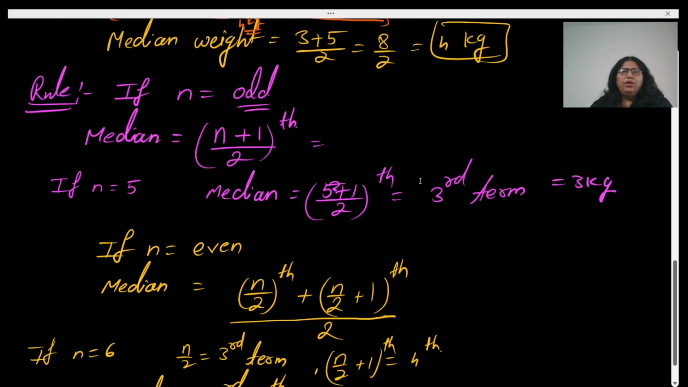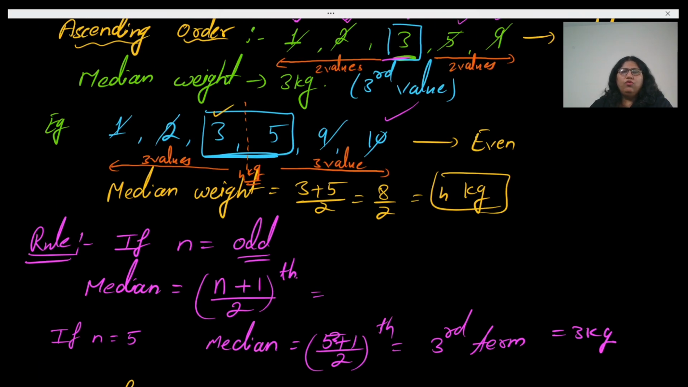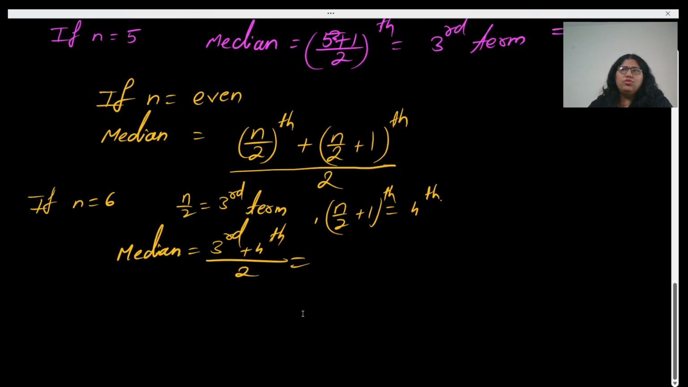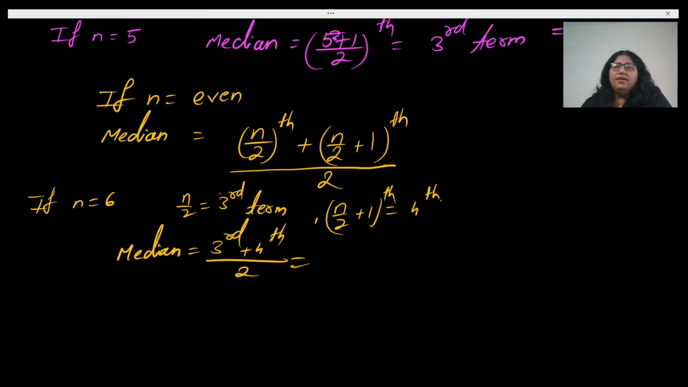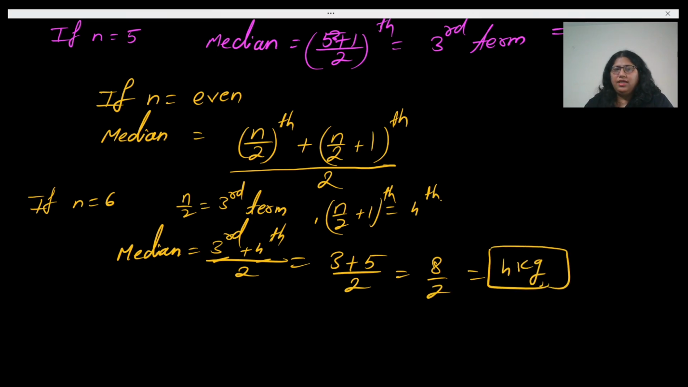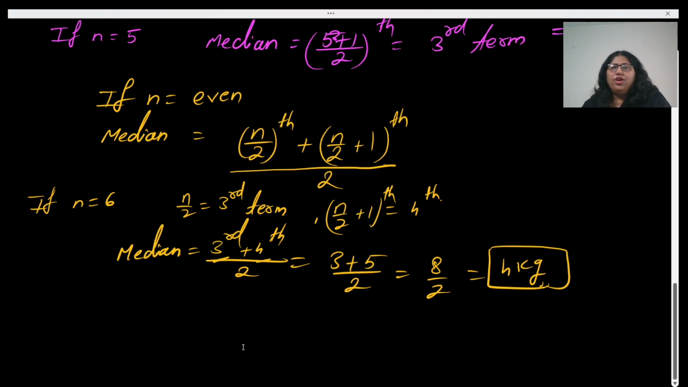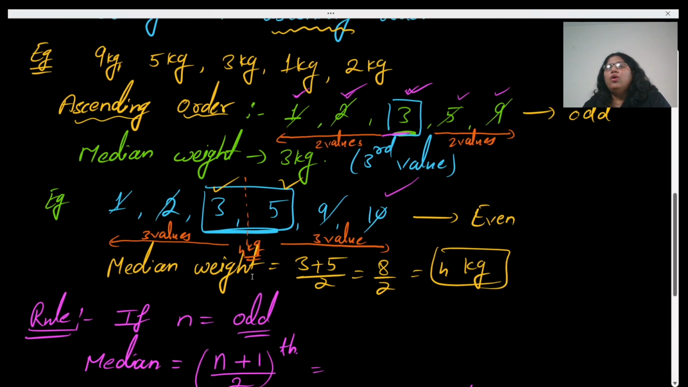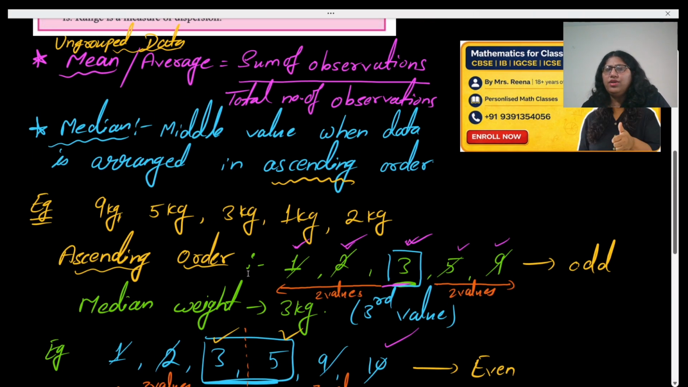Now what did we do here? Your third and fourth term values are 3 and 5. Don't add 3 plus 4, 7 by 2, and say the median is 3.5. It's wrong. Terms means you are going to consider the term values, which is 3 plus 5 by 2, which is 8 by 2. That is why it came out as 4 kg. Right? So this is the way to calculate the median for ungrouped data, whether your number of observations is odd or even. And the mean, you are just going to take the sum of observations divided by the number of observations.